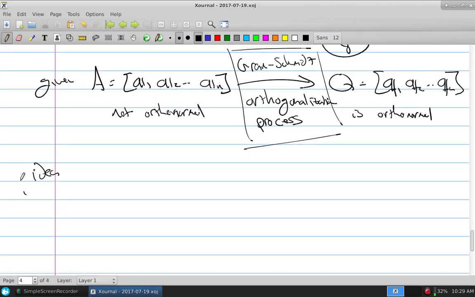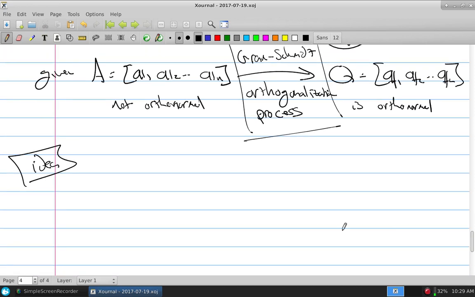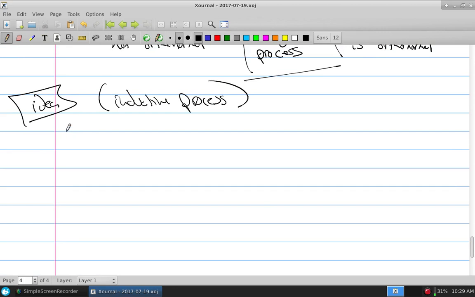All right, what's the idea? The idea is an inductive process. What's induction? Induction says we have a beginning, the basis, the first step. And then after that, we follow a pattern that is always the same sort of pattern. And the inductive process is based on exactly what we did up above. It's based on the least squares approximation, which is this.